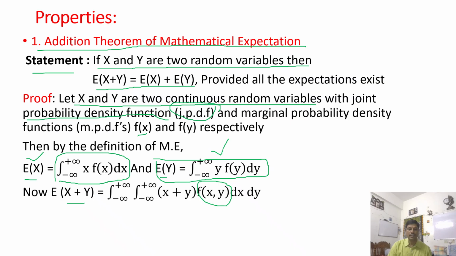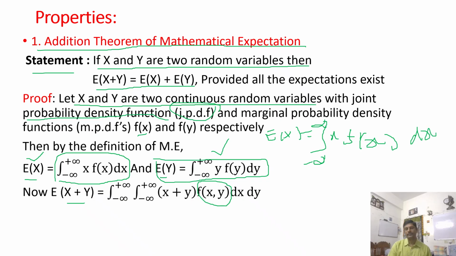E of X plus Y is equal to, according to our definition, what is the expectation formula? In the case of a continuous random variable, E of X is equal to the integral from minus infinity to plus infinity of x into f of x into dx, as we discussed in the previous slide. Clear? This is the definition we discussed.